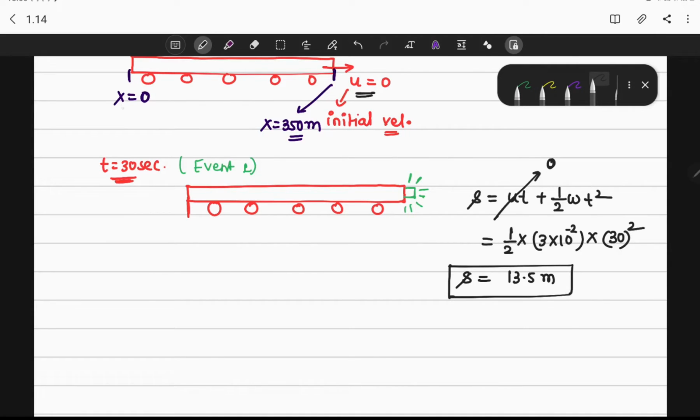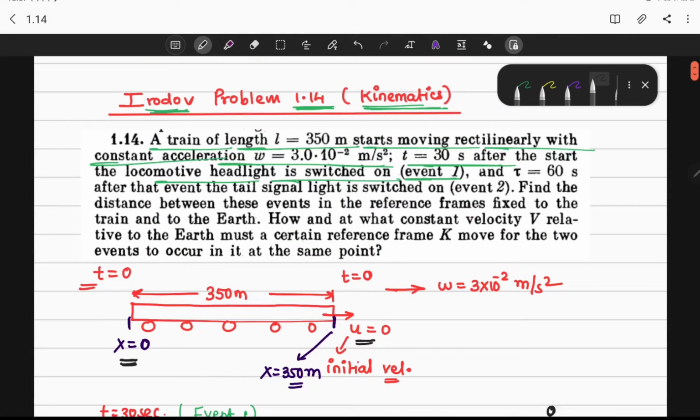If the initial position of the tail was x equal to 0, then for event 1 the position of the tail is x equal to 13.5 meter, and the position of the front end we can write as x equal to 350 plus 13.5 meter. So basically this is the position x equal to 363.5 meter.